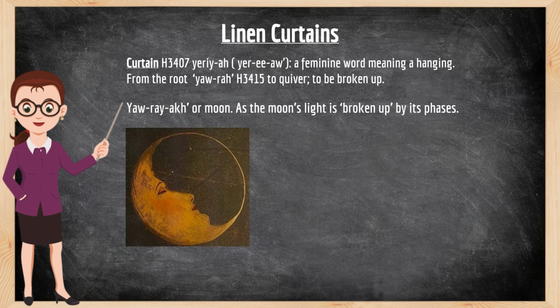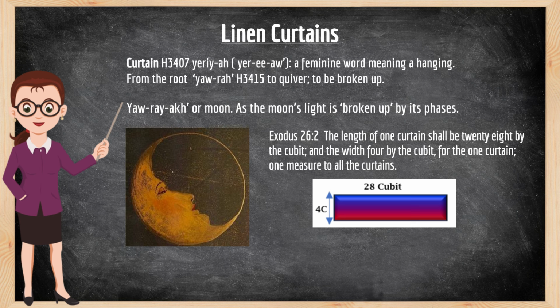Now, most likely from the same root we get the Hebrew word yareach, or moon, as the moon's light is broken up by phases. The word yareach is quite ancient. Preceding Hebrew, it is found in multiple other Semitic languages, such as Southern Arabic. The Ge'ez and Akkadian languages also contain the word yareach, which also means moon in their languages. This definitely ties in with the next verse.